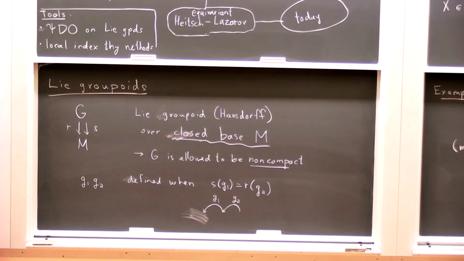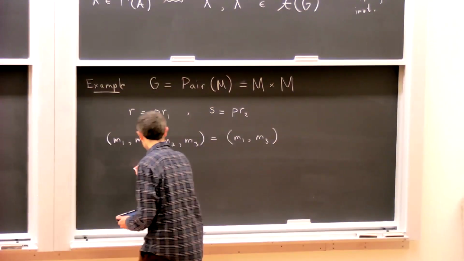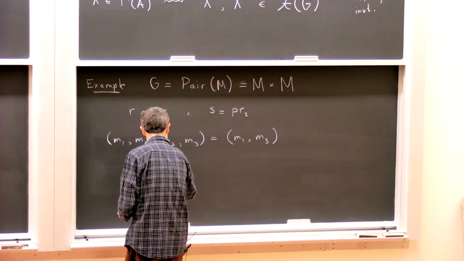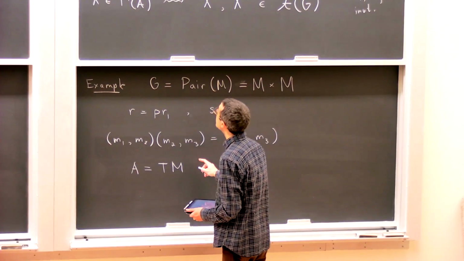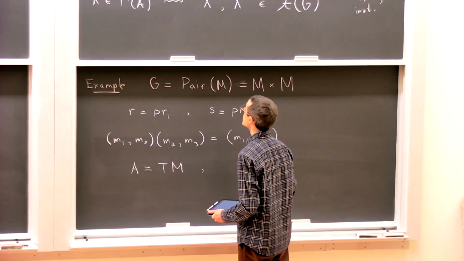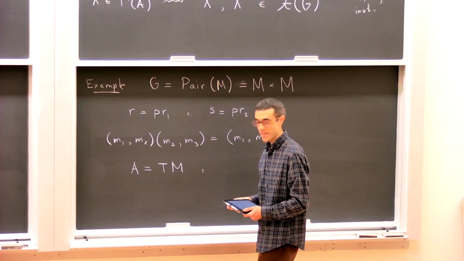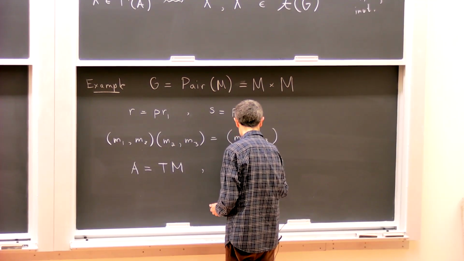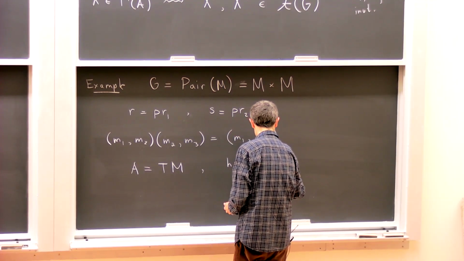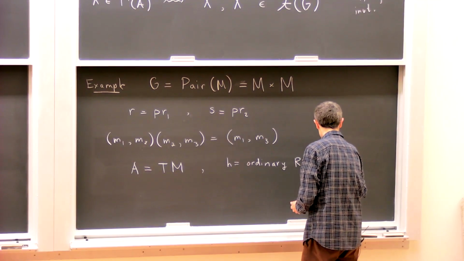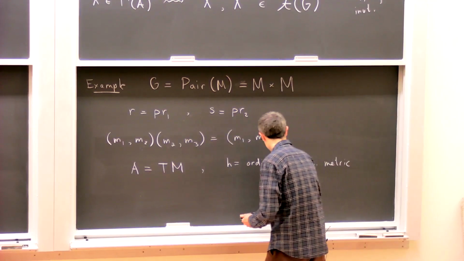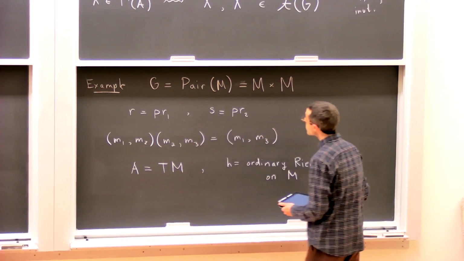Right, and in this case, the Lie algebroid is just the tangent bundle of M, and a metric on the fibers of A is just an ordinary Riemannian metric on the manifold. So H is just an ordinary Riemannian metric on M.